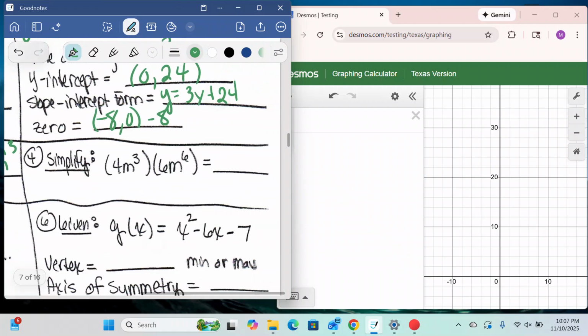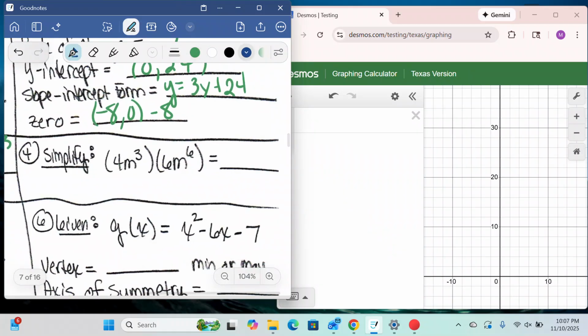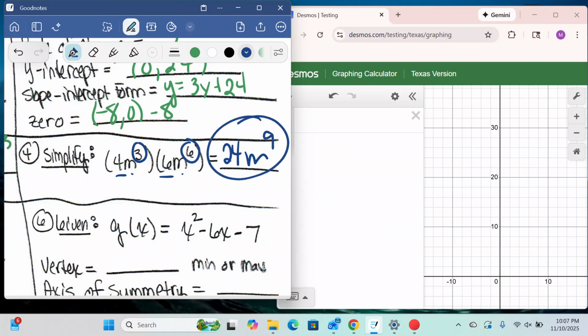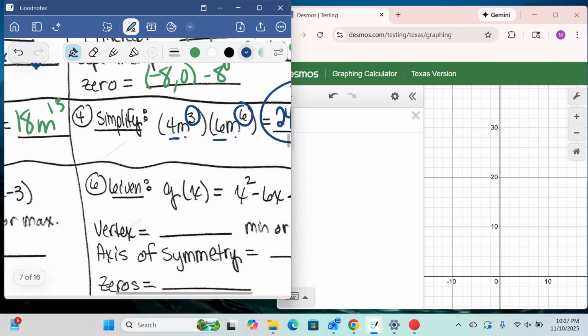Number 4 is very similar. You do the same thing. I will do it in blue. You're going to multiply 4 times 6. 4 times 6 gives you 24. I'm going to keep the same base of n and m. And then I'm going to add the exponents, 3 plus 6, which gives me 9. So it is 24m to the 9th. Very simple and very easy.